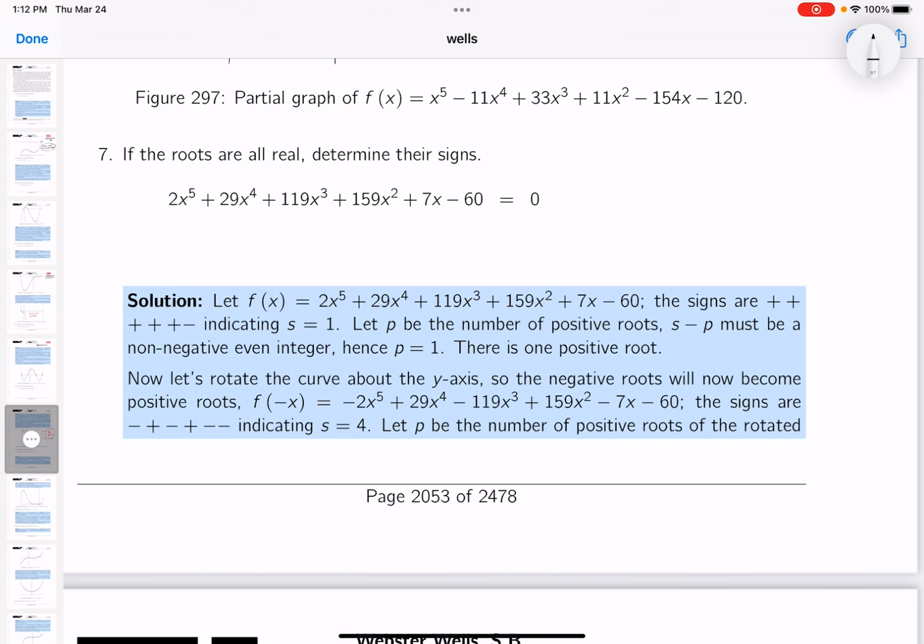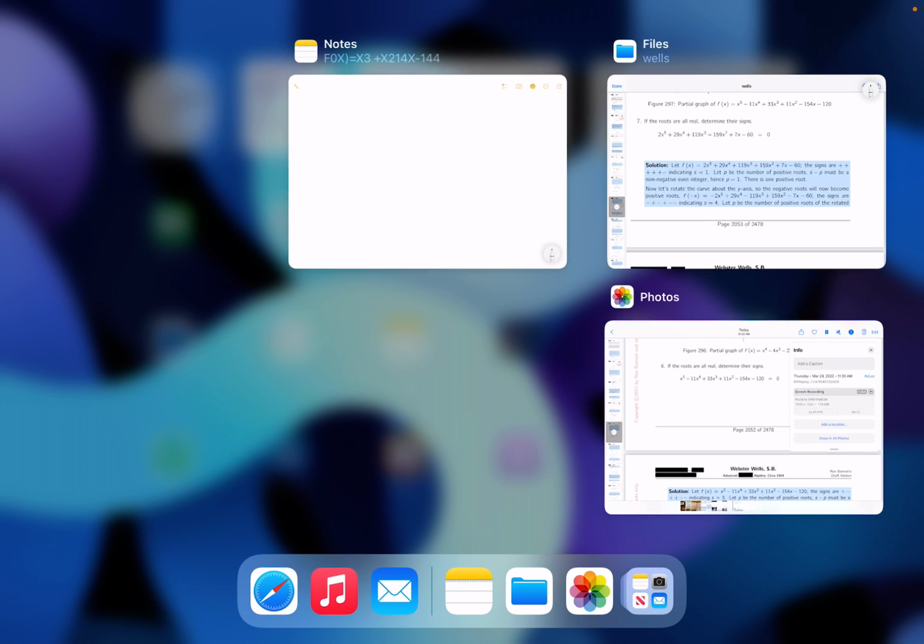Okay, we're on number 7, fifth degree polynomial. Let's go through the analysis at the whiteboard. So let's write the polynomial down first, f of x. Again, we're analyzing roots.